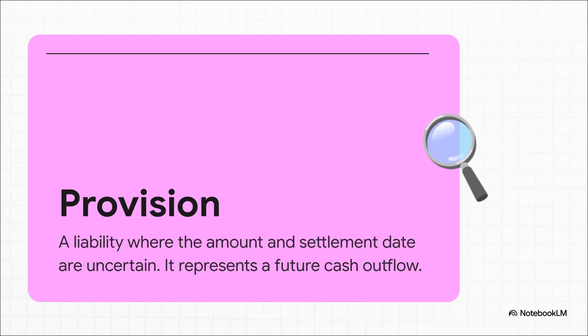Next, we have a provision. Now, this isn't about an asset. It's a liability. This is money you are pretty sure you're going to have to pay out. The catch is, you don't know exactly when or exactly how much. A perfect example is a warranty. You sell 1,000 products, you know a certain percentage are going to come back for repairs. You have to account for that future cost. That is a provision, a known future cash outflow.